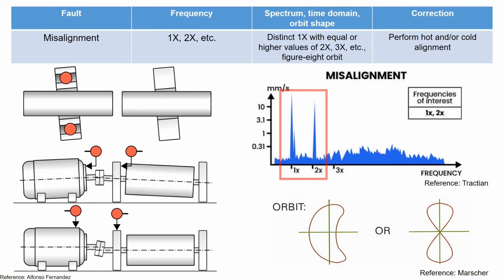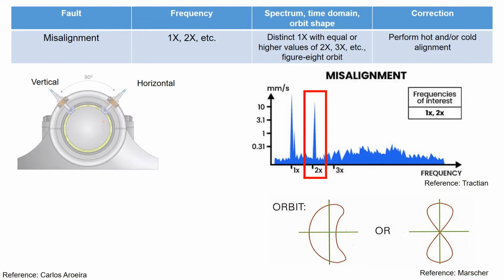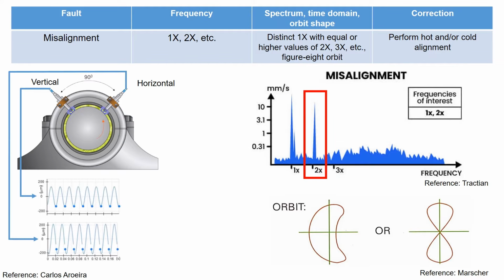The presence of 1x is due to imbalance, but in misalignment cases, 2x can reach similar amplitude as the 1x. The orbit shape resembles a figure 8. What is meant by orbit motion?